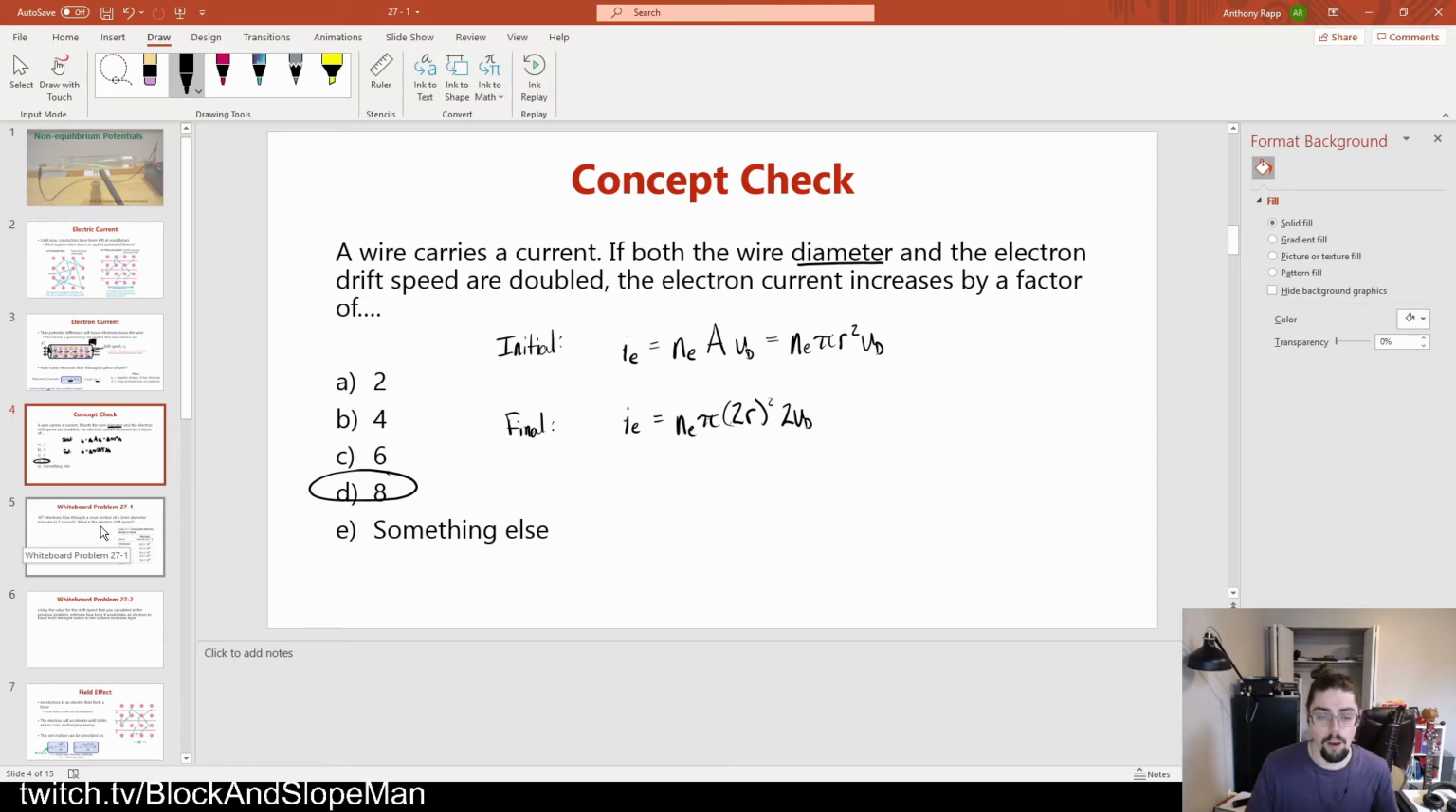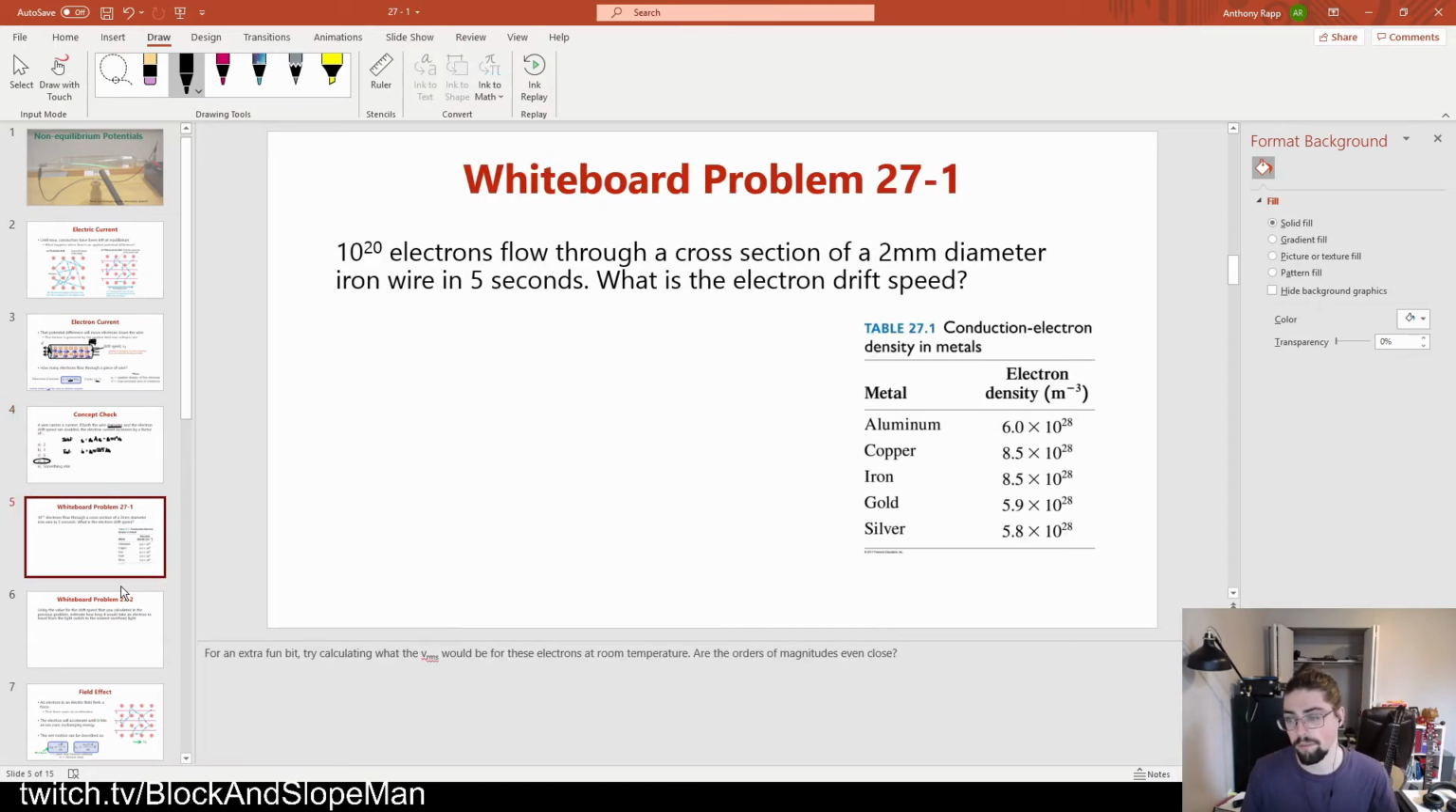All right. So now let's try it with maybe some bigger numbers here. This will be a really fun one because this might be a little bit surprising. Don't be afraid if you find a strange number here. Let's say 10 to the 20th electrons flow through a cross-section of a 2 millimeter diameter wire. So again, that's another circle in the cross-section. But it's made out of iron, so the electron density is going to be this 8.5 times 10 to the 28th. But let's say that that number of electrons goes through in 5 seconds instead of 1 second. So what is the electron drift speed based on these quantities?